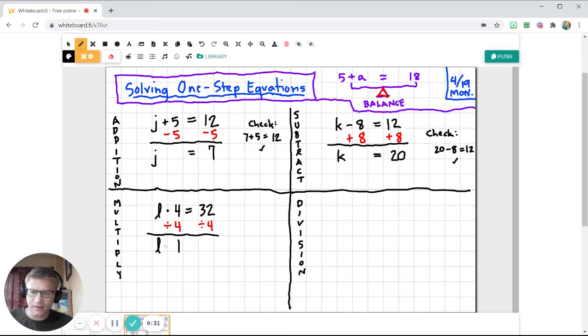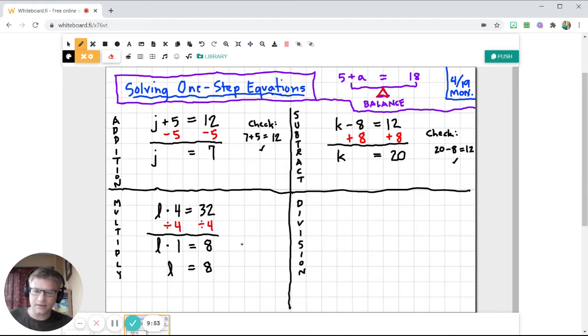So I'm going to write L times 1. Make sure you distinguish between the L and the 1. And then on this side, I'm going to say 32 divided by 4 equals 8. So now I say, well, what's 1 times L? Isn't that the same as just saying L? 1L, or 1 times L, is the same as saying L equals 8. And that's my answer, L equals 8.